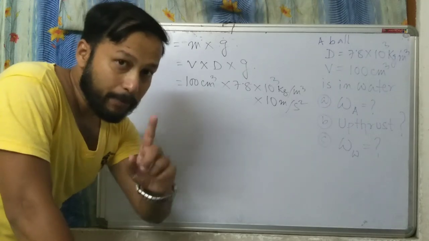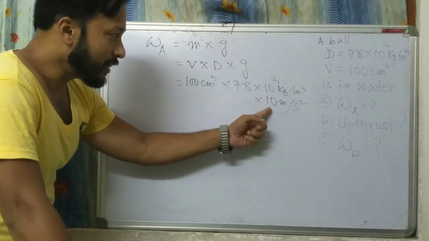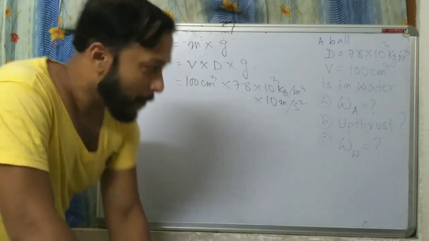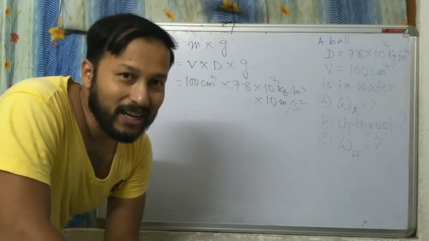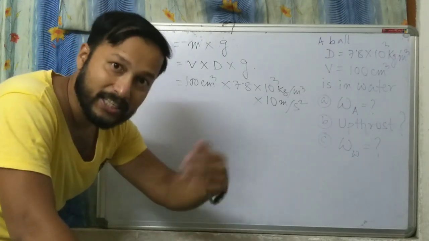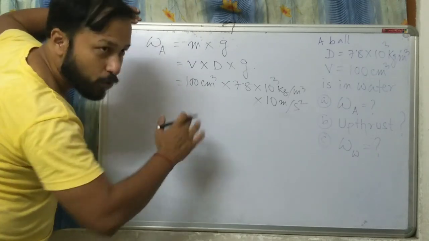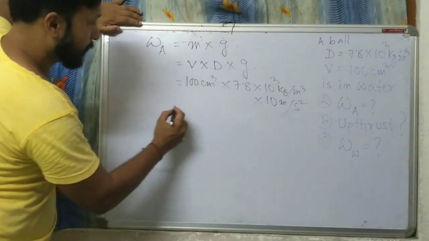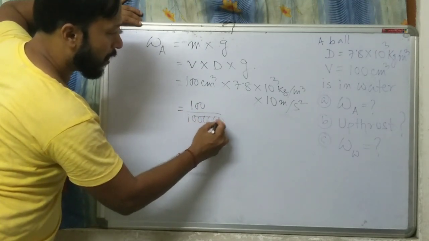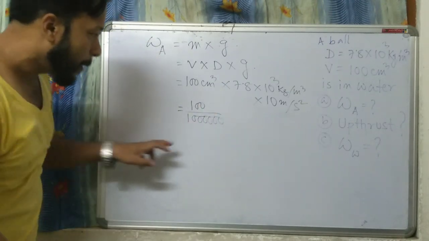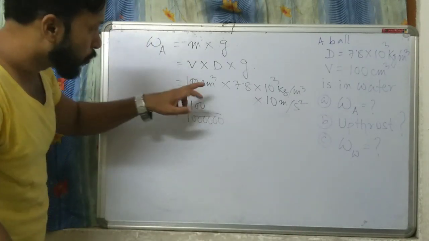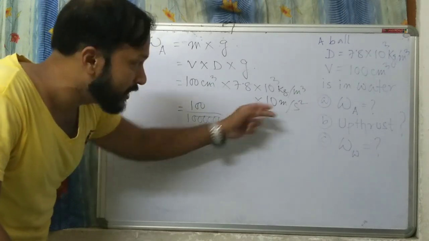But there is a problem. The density and gravity are both in the SI system, but the volume is in centimeter cube, which is the CGS system. So we need to convert the volume to the SI system first, that means centimeter cube to meter cube. Let us convert it: 100 divided by 1, 2, 3, 4, 5, 6 zeros. Yes, you have to divide by 6 zeros to convert it into meter cube. So now this centimeter cube is in meter cube, and you can easily calculate.